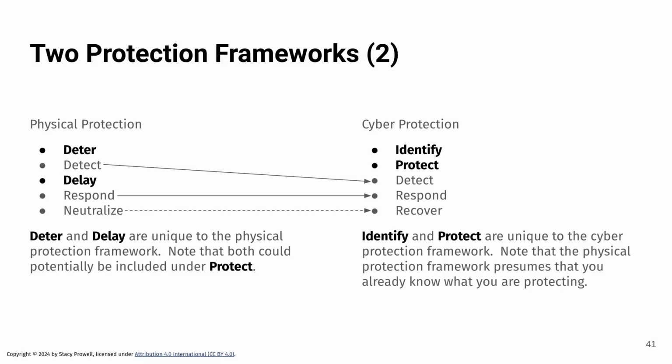Okay? Deter and delay are unique to the physical protection framework. Now, that doesn't mean they have to be, right? They just only show up in the physical protection framework we looked at. They don't show up over in the NIST 5 functions. Over in the NIST 5 functions, we have identify and protect, and those are unique to the cyber protection framework. All right? And we note that identify is figure out what you're protecting. That doesn't really occur over on the left-hand side, right? We presume you know what you're protecting over in the physical side of things.